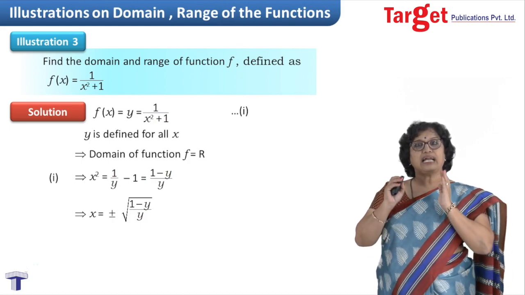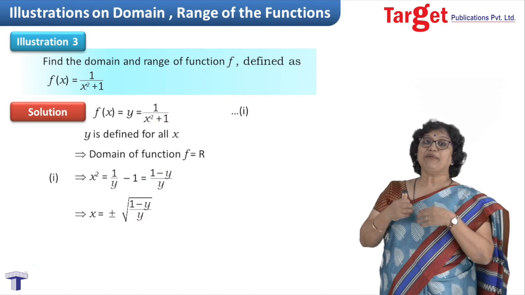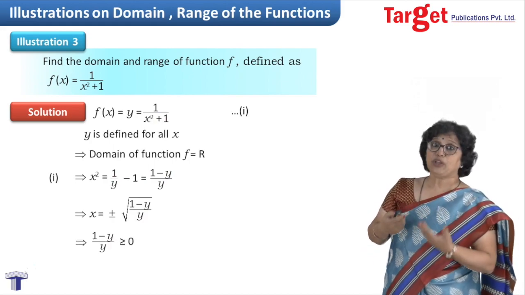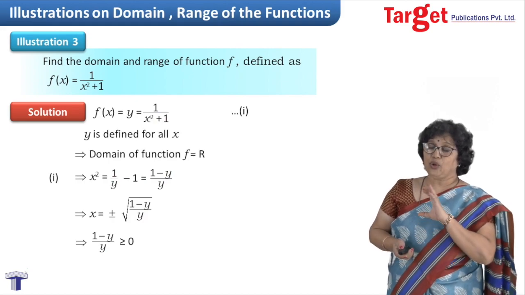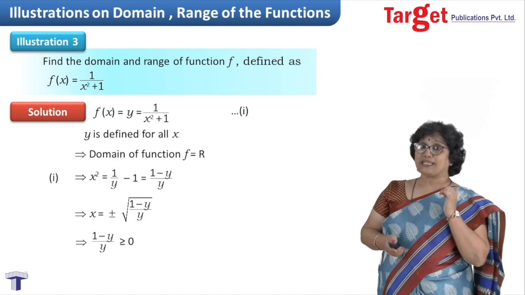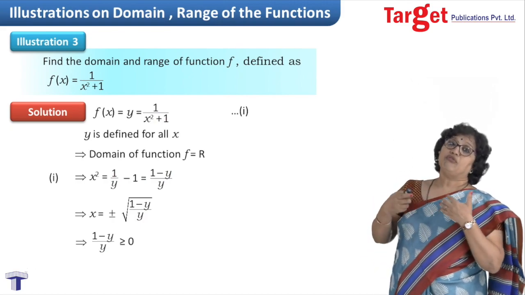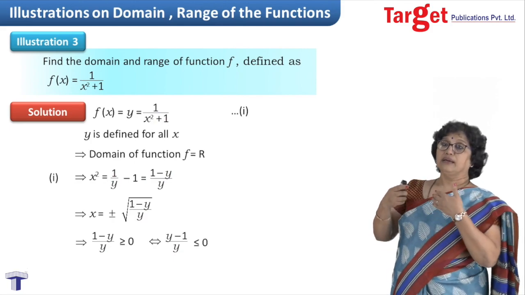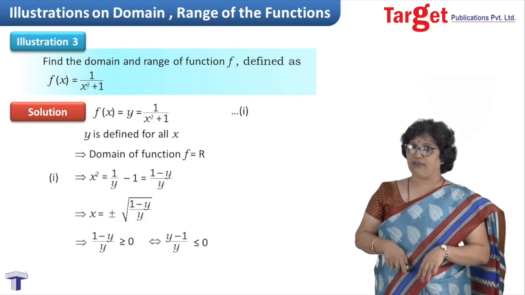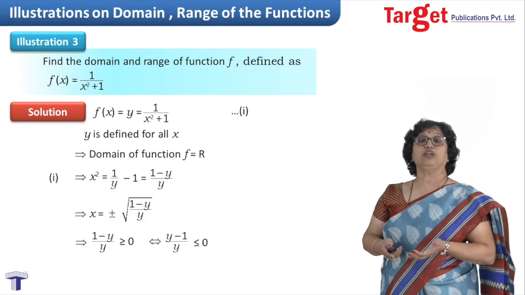We want that square root of (1 minus y) upon y to be a meaningful quantity, for which (1 minus y) upon y should be non-negative. Do you remember where we have seen this? We have seen this kind of expression in basic algebra, where we had done those rational inequations. So (1 minus y) upon y greater or equal to 0 is equivalent to (y minus 1) upon y less or equal to 0. Recall critical points 0, 1.